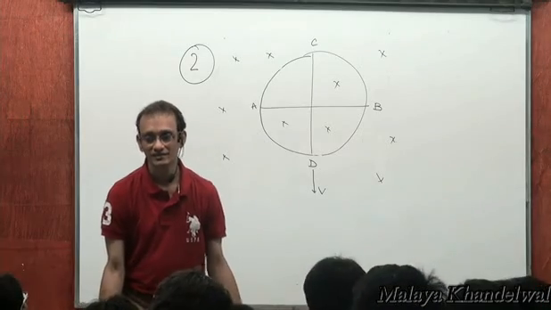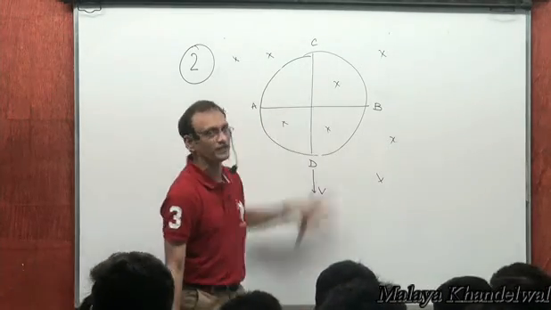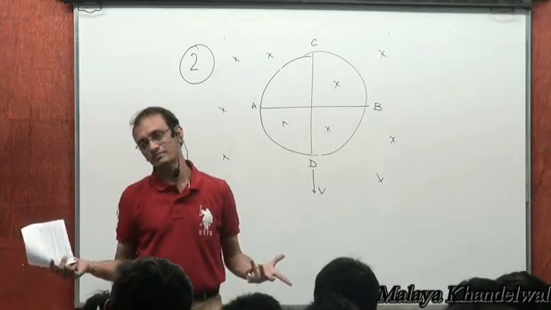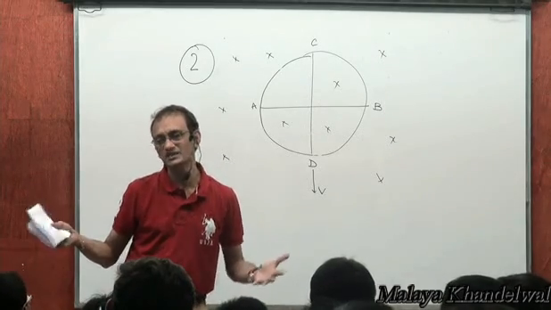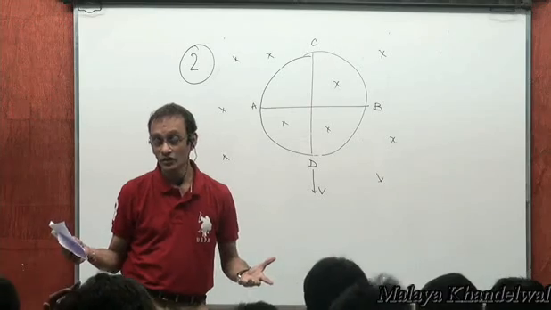Isn't it? There won't be any current driven through this loop because the flux associated, when it falls, remains the same. B into this area, neither B is changing nor area is changing. That's going to be the same, right?